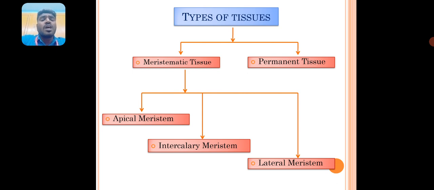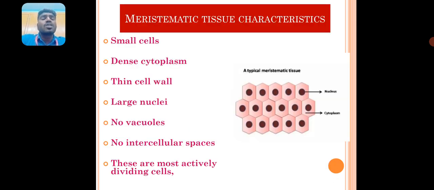Types of tissues: one is meristematic tissues, another is permanent tissues. Meristematic tissues are of three types: apical meristem, intercalary meristem, and finally lateral meristem. Meristematic tissues are characterized by small cells, dense cytoplasm, thin cell wall, large nuclei, no vacuoles, no intercellular space. These are mostly actively dividing cells.